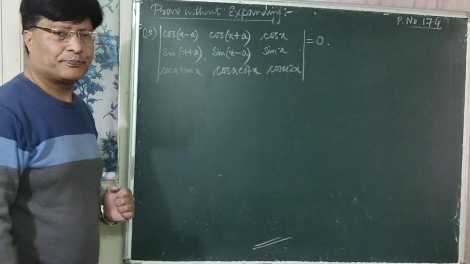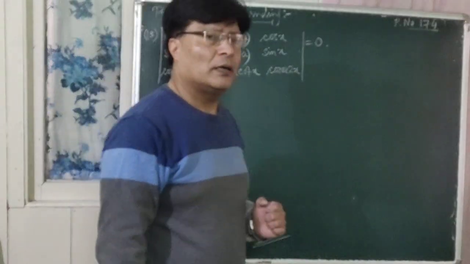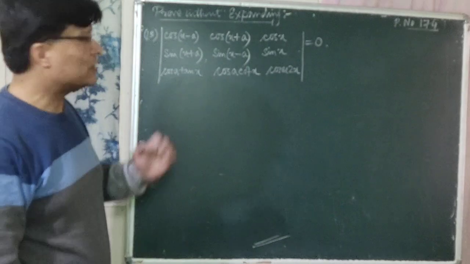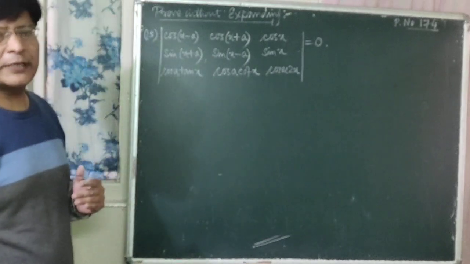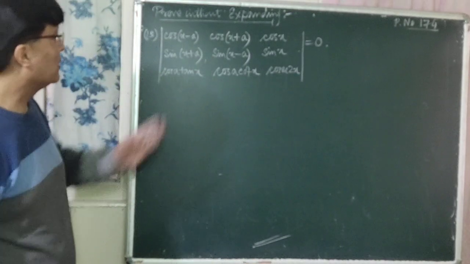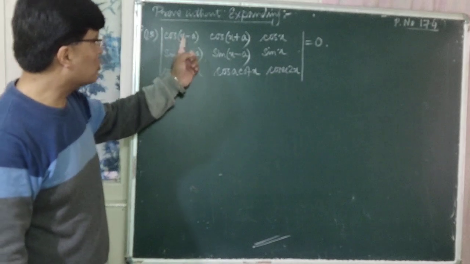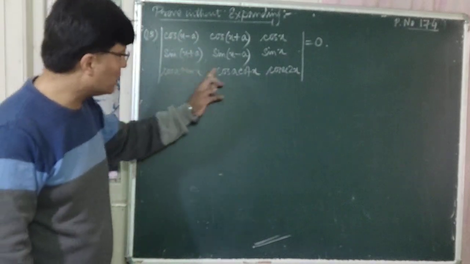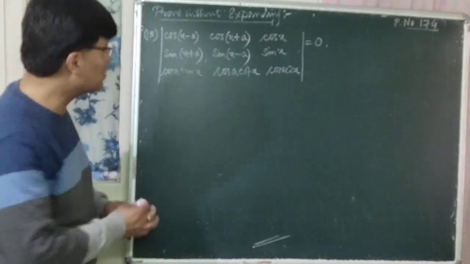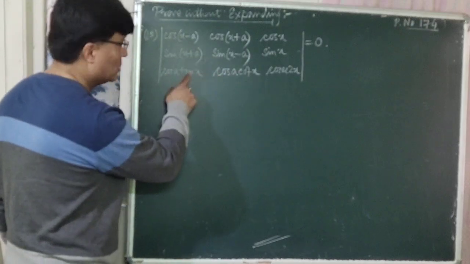So now let us use property number 5. Let us add these two columns. So why are we adding these two columns? Cos a common, tan x plus cot x.